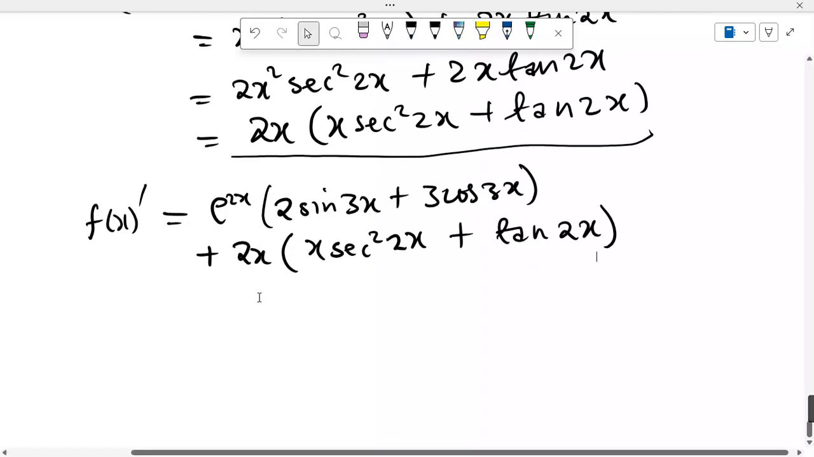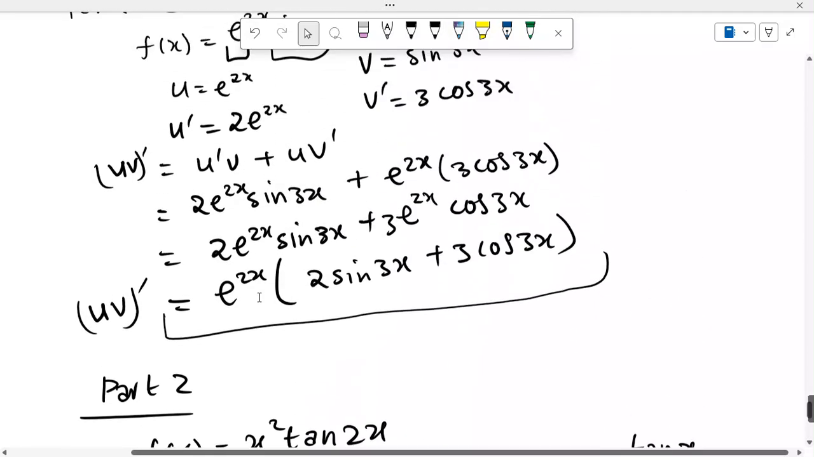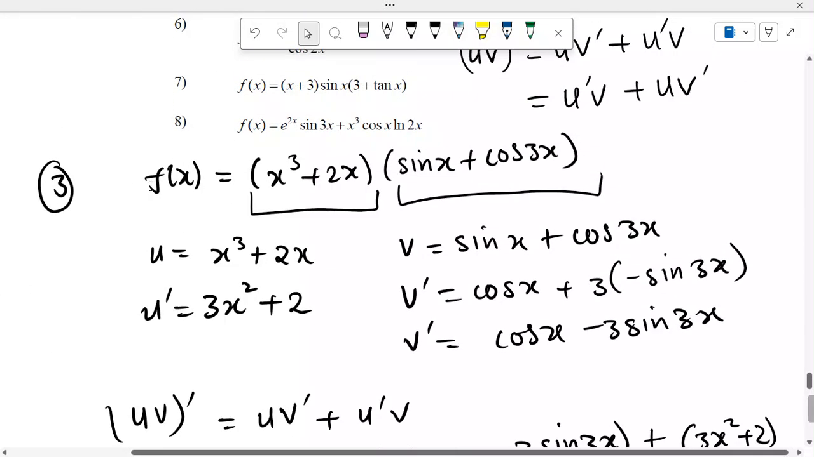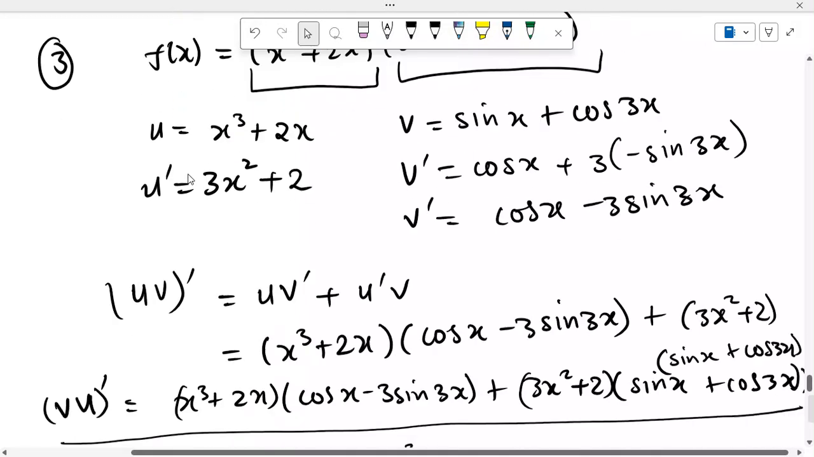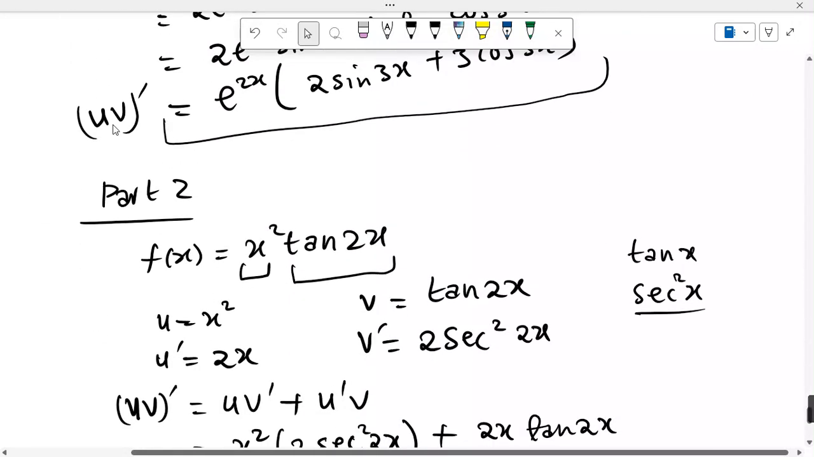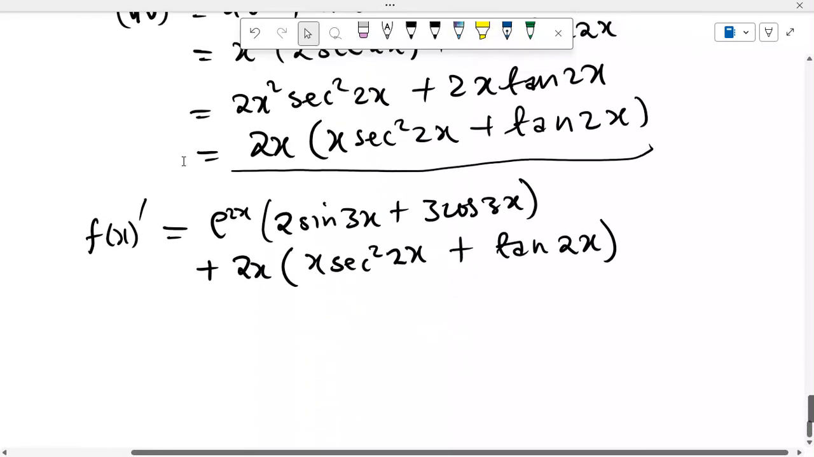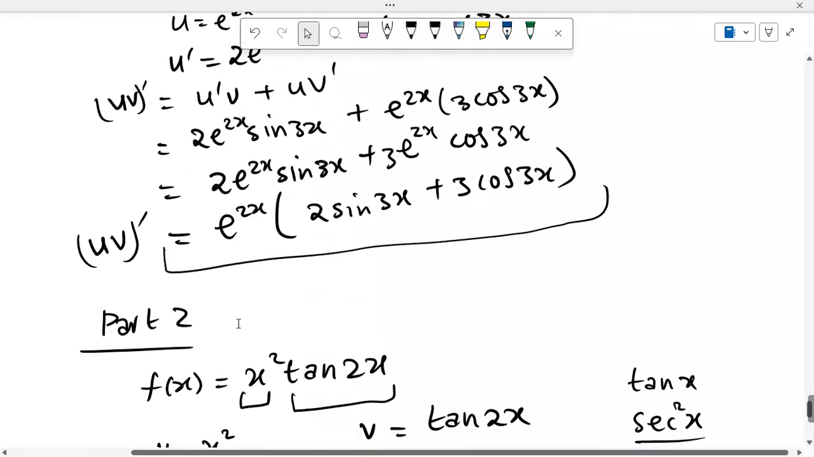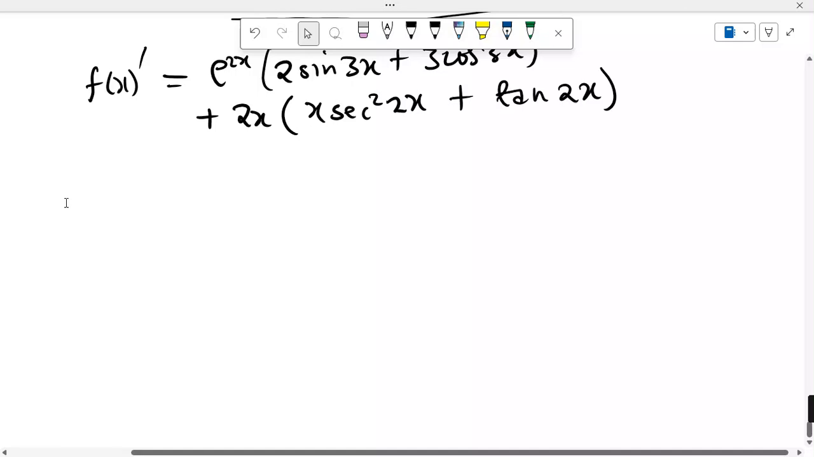This is very giant. Sorry, we were differentiating f of x, so your final answer has to be f of x prime, because that's a derivative. You are not differentiating uv; that is just a formula to calculate. When you find the answer, you put f of x prime equals the answer you found. Okay, so now let's go to the other question.